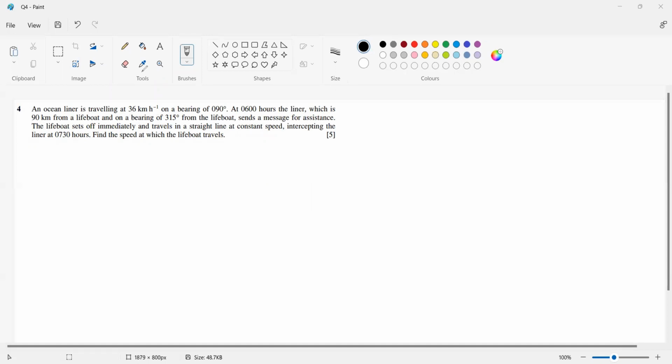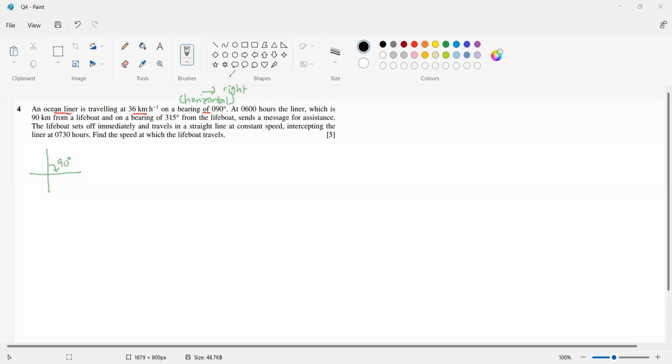Let's try to see what's the meaning of the bearing first. So an ocean liner is traveling at 36 kilometers per hour, bearing of 90. When we do bearings, we must understand the basic definition: we measure it clockwise from the north. So when they say it's 90 degrees, that means it's this way, and this is 90 degrees. Basically, it's just a fancy way of saying it's traveling in a horizontal distance toward the right. Horizontal right to be exact.